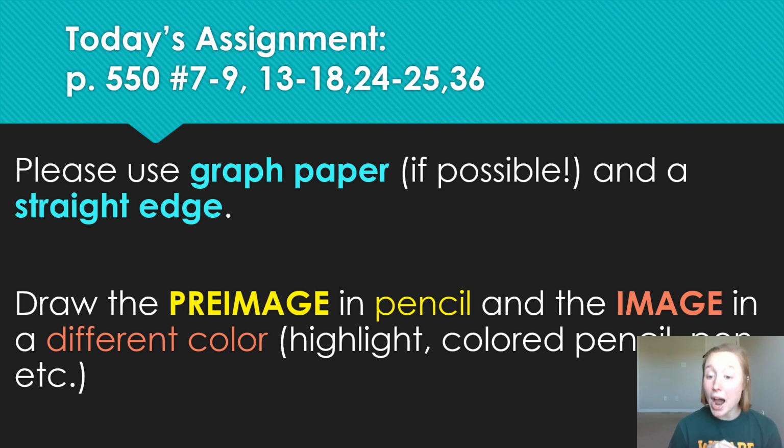I would highly recommend, I'm not going to require it since I'm not grading this homework, but I'd really recommend that you start with your pre-image in pencil. So just sketch out the points that you're starting with, and then the image, draw it in a different color. Okay, so highlight it or use colored pencil or do something so you can see here's where I start and here's where I end, and they're two different shapes.